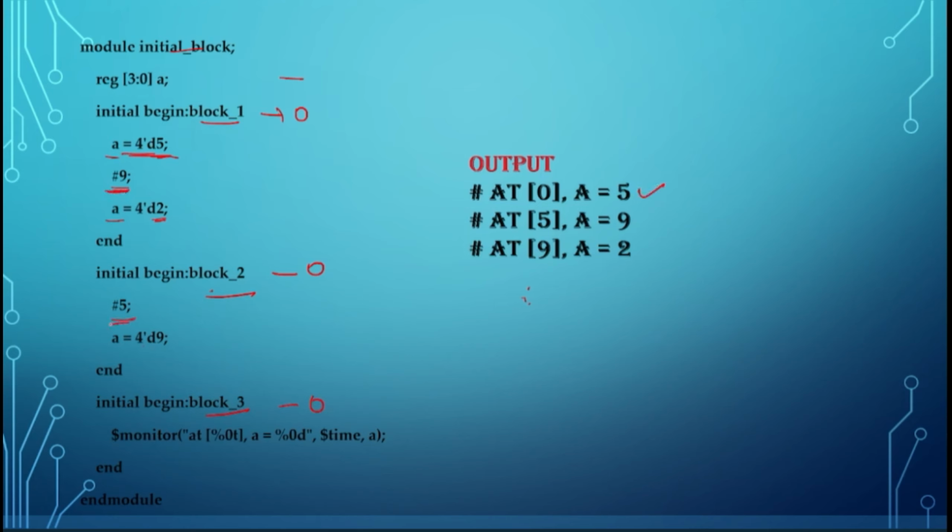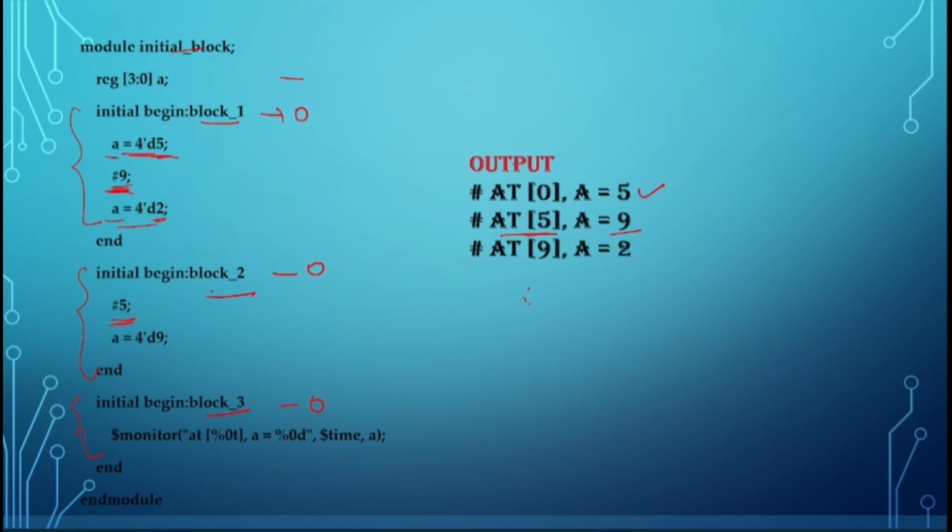But this is 5, so which will be the first delay? So 5 will be the first. Now at 5, a equal to 9 will be displayed, because this block will be running parallelly, this will be running parallelly, this will be running parallelly. So because of that, the point at which the delay is less will be displayed first.